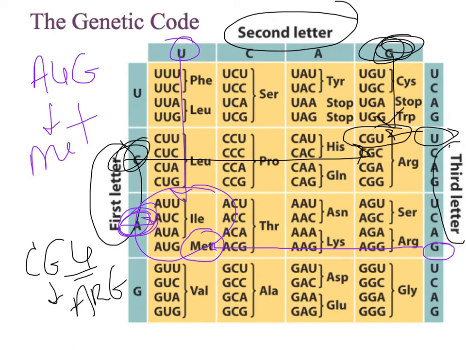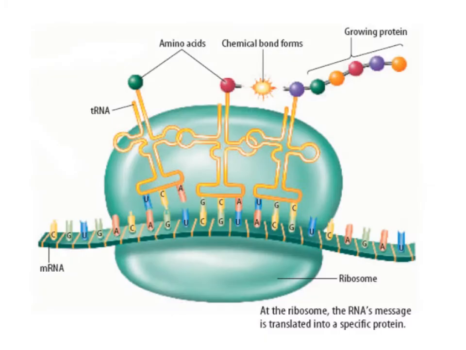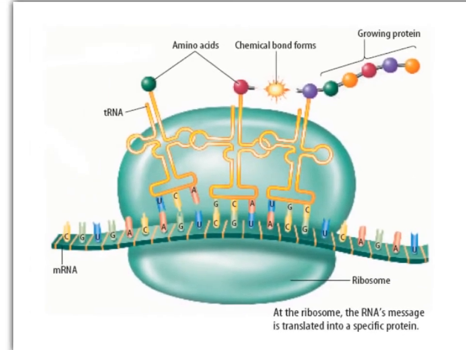All right, so we're going to practice using this genetic code today. You need to be able to do this. This process is called translation. So as the ribosome is sitting on the messenger RNA and we are reading our codons, here's our first codon, here's the second codon, the third, we keep going.